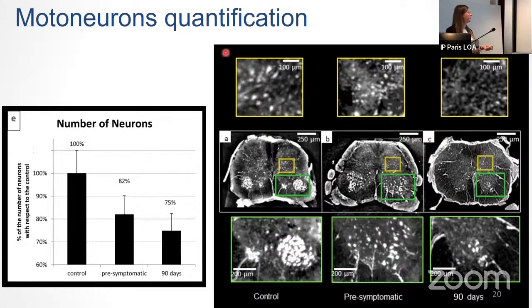This is the quantification we perform of the green inset, so in the ventral horn, of the number of neurons, and we found a net loss in percentage at several time points.